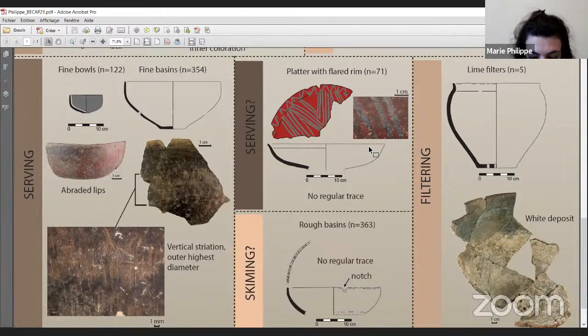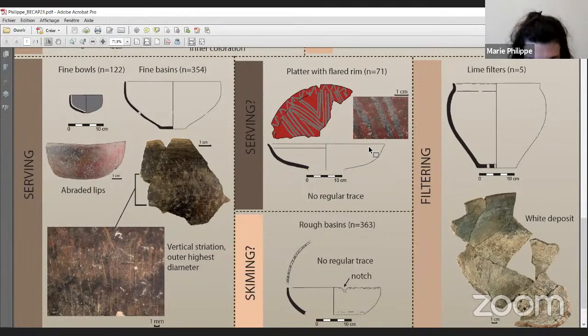At the bottom, rolled basins are coarse, unrestricted vessels of varied dimensions. There are no regular use alteration traces, but at least 43% of them have one notch, which can be used to pour a liquid. During the Middle Ages, some basins with a notch like this were used to skim the milk in order to collect the cream.